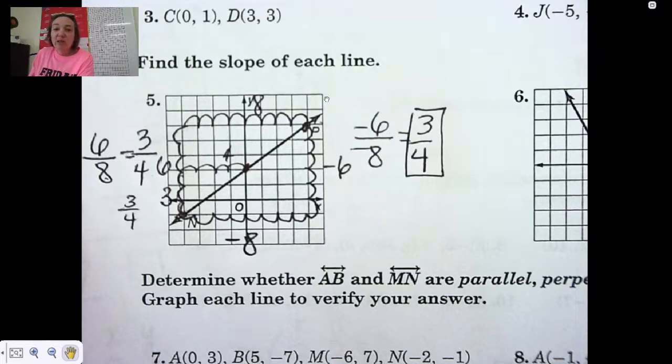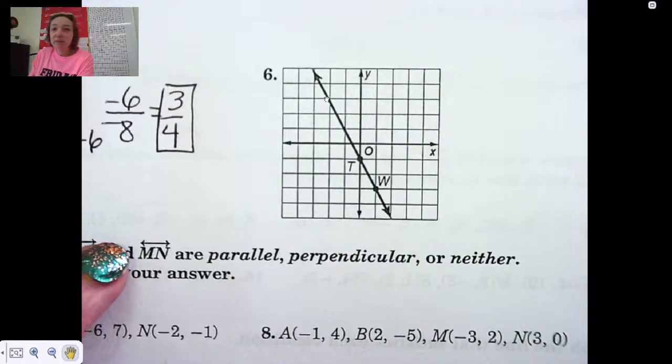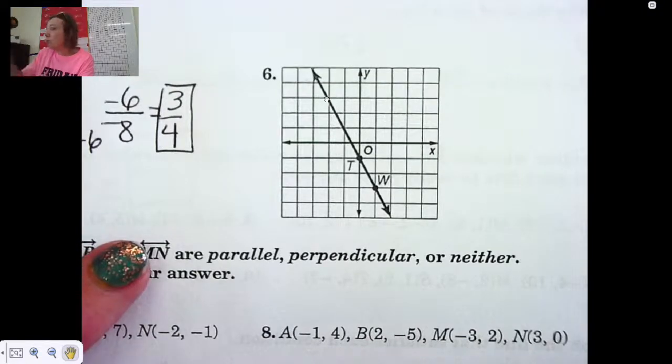Okay, I want you guys to try to find the slope on 6. Try to find the slope on number 6. You do 6 on your own.